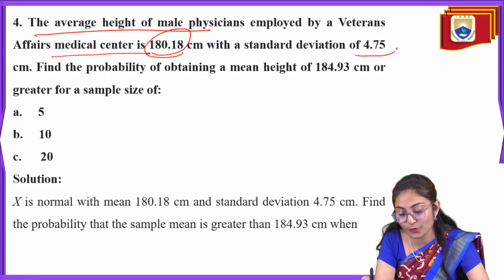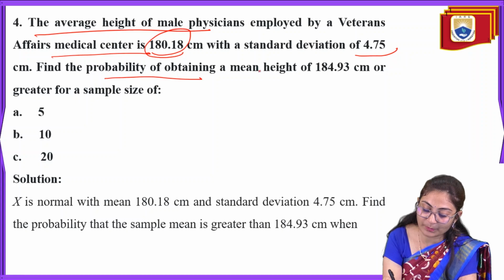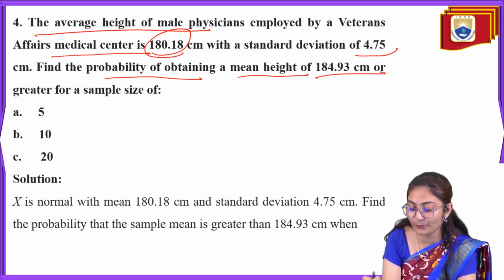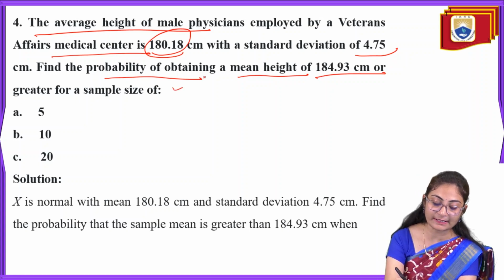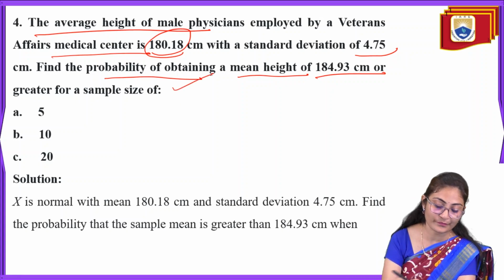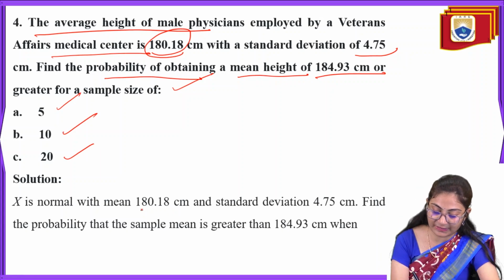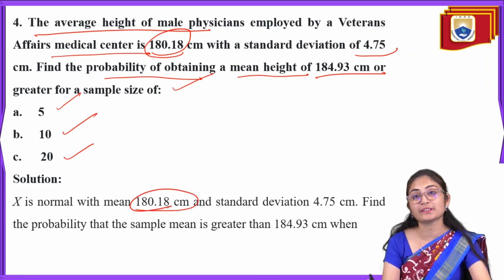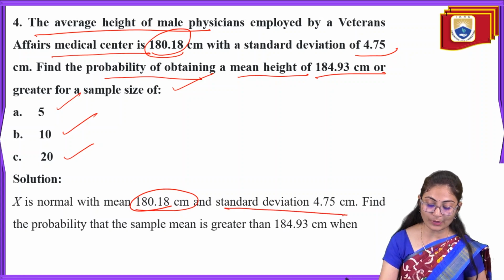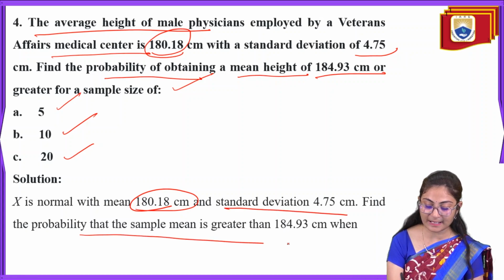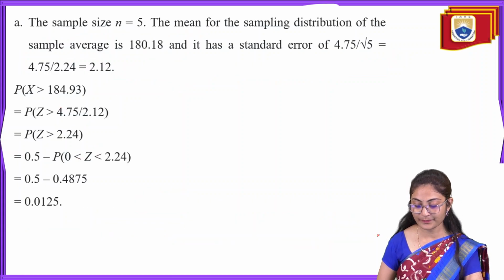Next one: the average height of male physicians employed by Veterans Affairs Medical Center is 180.18 centimeters with a standard deviation of 4.75 centimeters. Now find the probability of obtaining a mean height of 184.93 centimeters or greater for sample sizes of 5, 10 and 20. The population mean is 180.18 centimeters and the standard deviation is 4.75. Now you have to find the probability that the sample mean is greater than 184.93 centimeters.